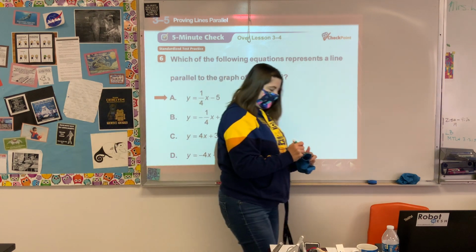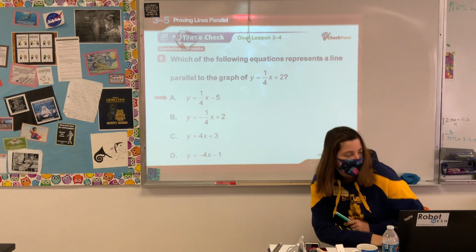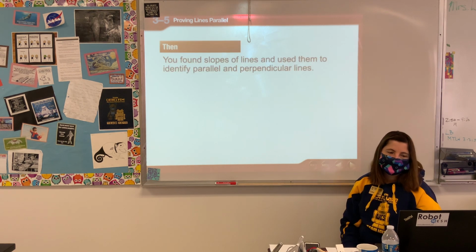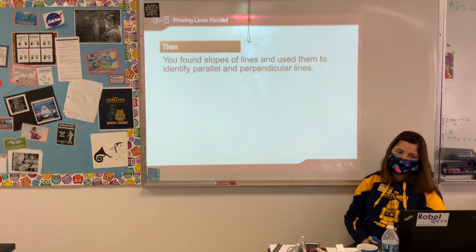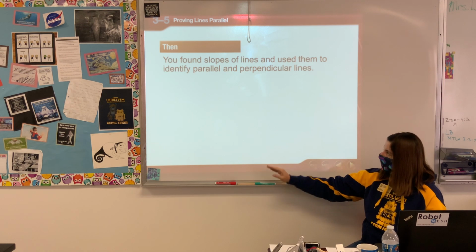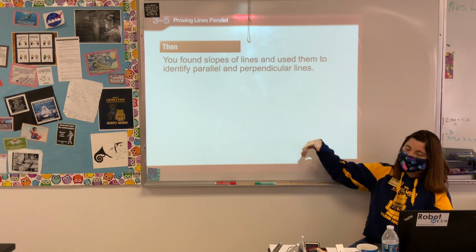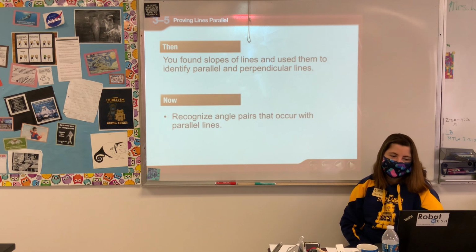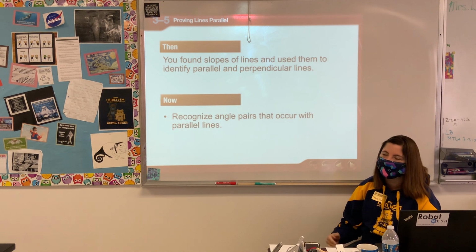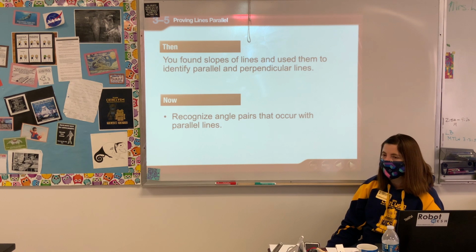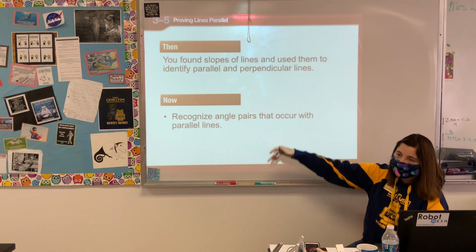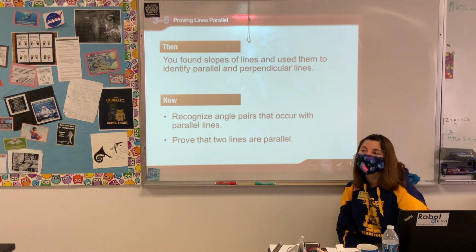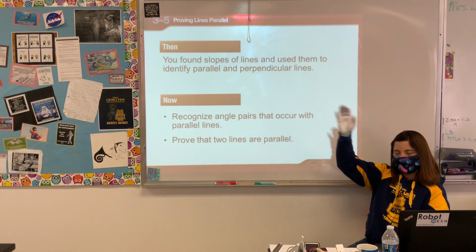So now we finally get on to some new stuff. First off, we learned how to find the slope of the line and determine what was parallel, what was perpendicular, and what was neither. Now we're going to take those angle pairs that we recognize because of the parallel lines and use those angle pairs to prove that two lines are parallel. It's just going to come full circle.